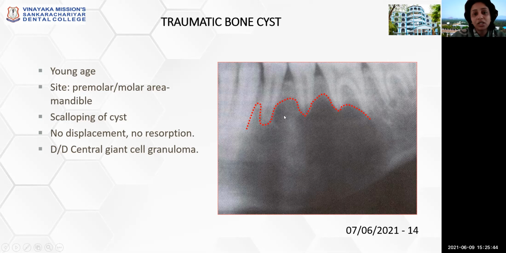One other key feature which identifies a traumatic bone cyst is that when the radiolucency involves multiple teeth and passes between the teeth, it always gives a scalloping pattern in the radiograph. This identifies it as a traumatic bone cyst rather than a periapical cyst. Since the lesion is larger, it will always be greater than 1 centimeter, and there will always be scalloping of the margin, and it has to be correlated along with the other clinical features.